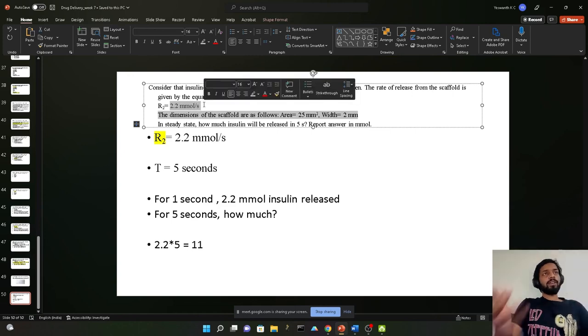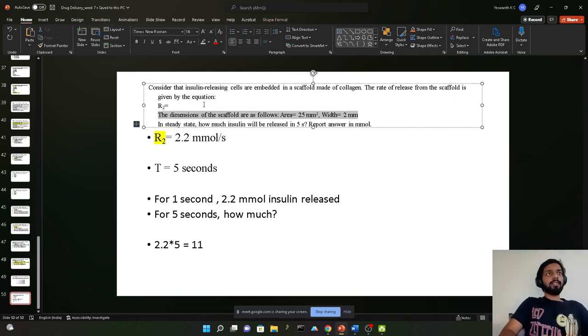Yeah, so if they're not given this, they would have given something like the release rate will be given by the equation, let's just say some quantity x divided by area times width or something. Then you'll have to use these values, so 25 and 2, and the diffusion coefficient x would also be given. Then you would have to calculate the release rate and multiply it by 5. But in this case, they've given the release rate as 2.2 millimolar per second, so you don't need it.